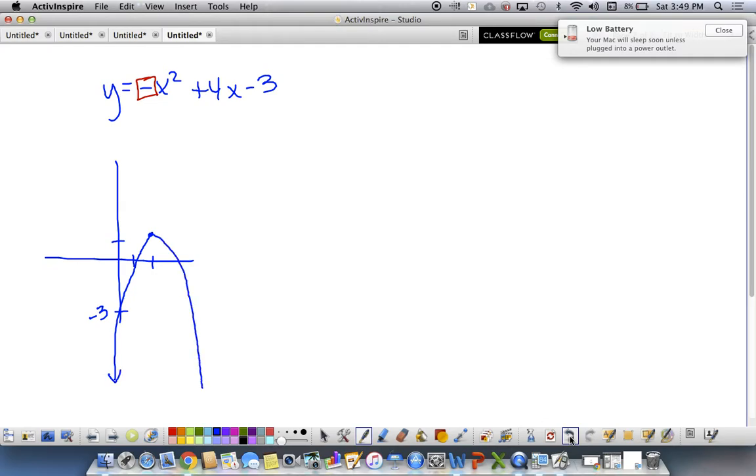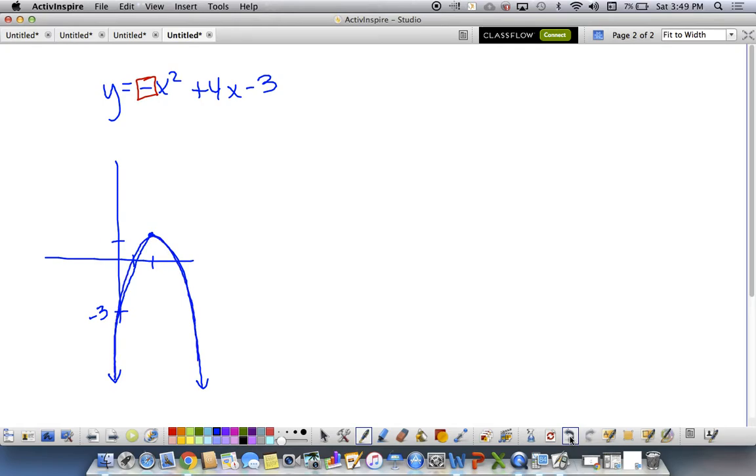So it can have at most one turn. And whatever your highest degree is, if it's negative, it will go the opposite way a normal one does. Sorry, I'm low on battery, I need to plug it in. So it's going to be downward facing. Whatever your highest exponent is, that's the coefficient we're looking at to see whether it is upward facing or downward facing.